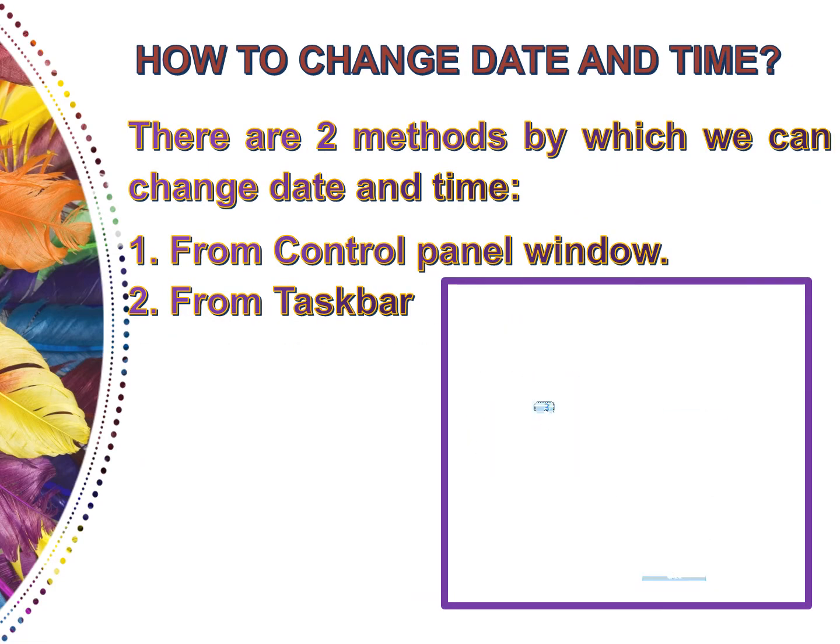So this is the last topic of the chapter, changing the system date and time. There are two methods by which you can change the system date and time. The first method is you can change the date and time from the control panel window, and secondly you can change it from the taskbar. So let's look at these methods now one by one.